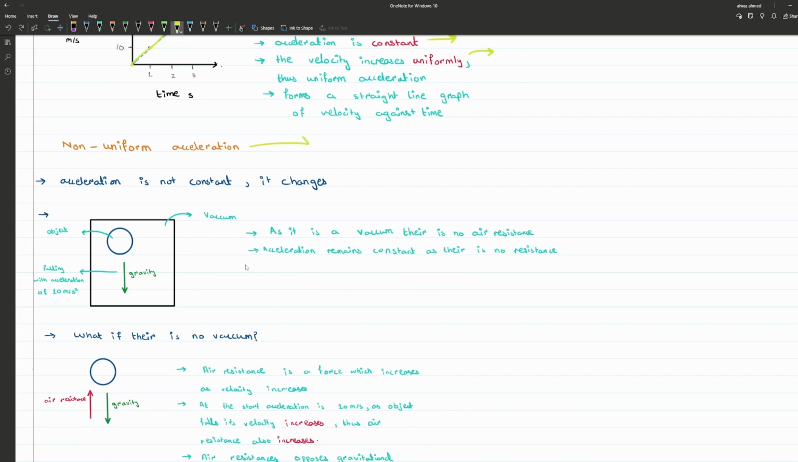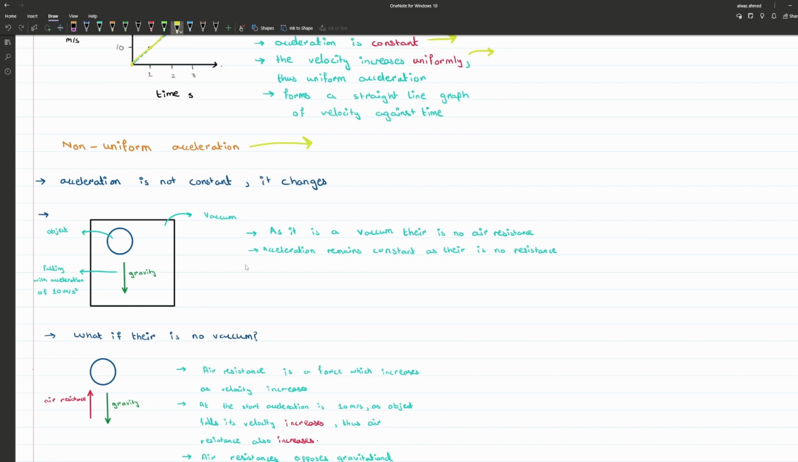Okay, so let's come to non-uniform acceleration now. Acceleration is not constant, it changes continuously. So we've got an example here. We've got this vacuum chamber, which is denoted by the square in black. What vacuum means is that all of the air has been sucked out and it is just empty space inside.